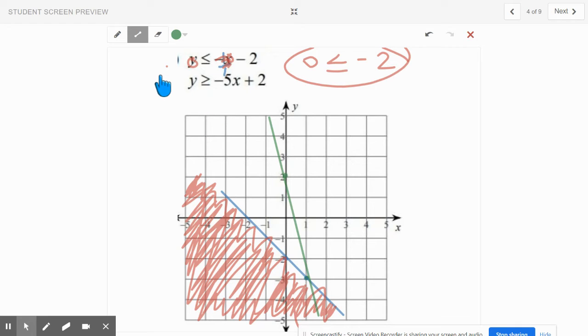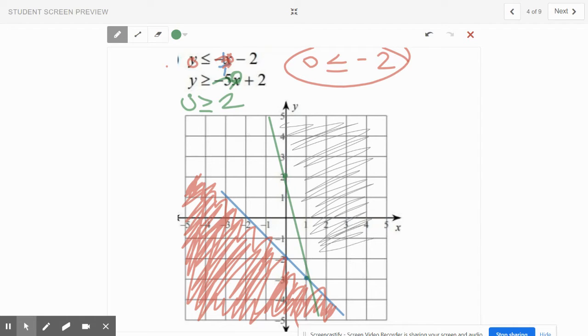It's going to be 0, 0. If it does work, we are going to shade over it. Is 0 greater than or equal to negative 5 times 0? 0. Is 0 greater than positive 2? Nope. Once again, it is not true. So we're shading opposite. We're not going to shade over the 0.